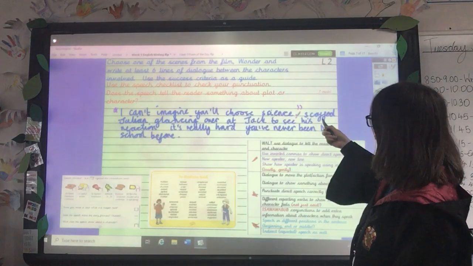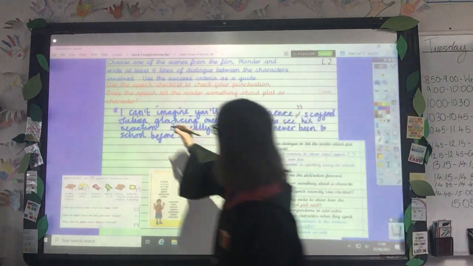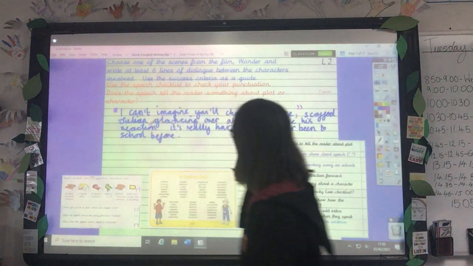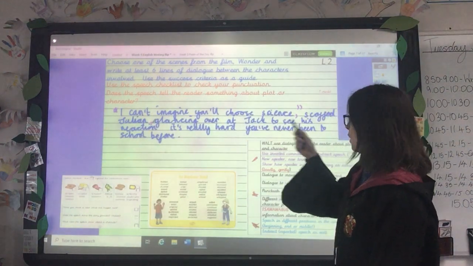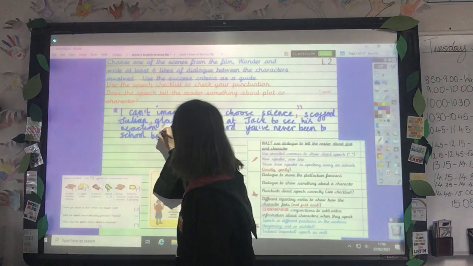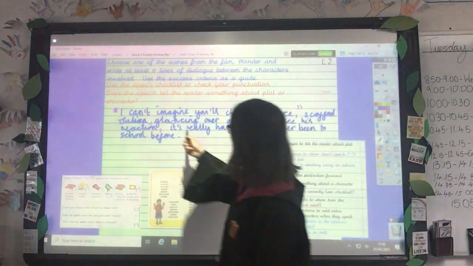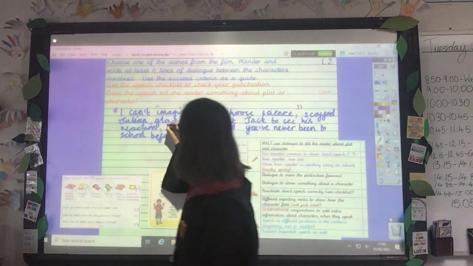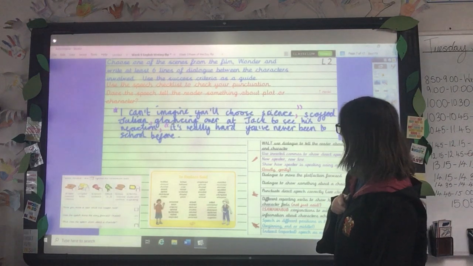"I can't imagine you'll choose science," scoffed Julian, glancing over. Oh, I think I need a comma there to separate those two clauses. Scoffed Julian, glancing over at Jack to see his reaction. That's parenthesis, isn't it? Extra information. So I've got my two commas there. And now here's my last bit of speech. So, inverted commas.